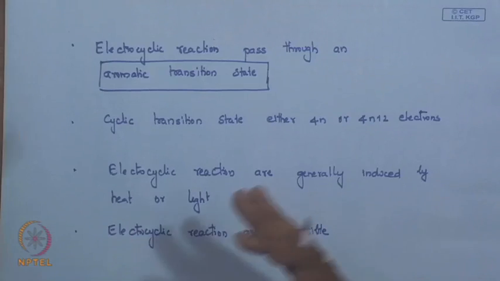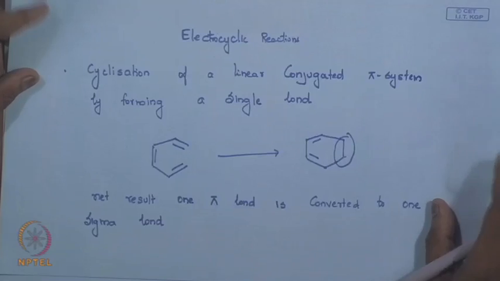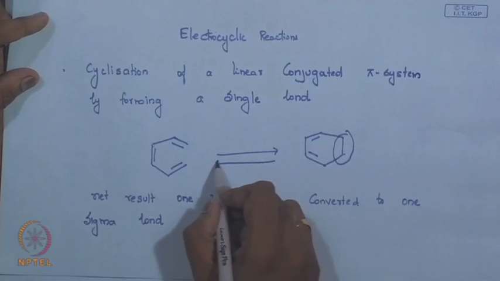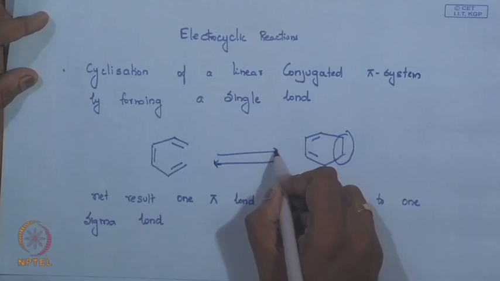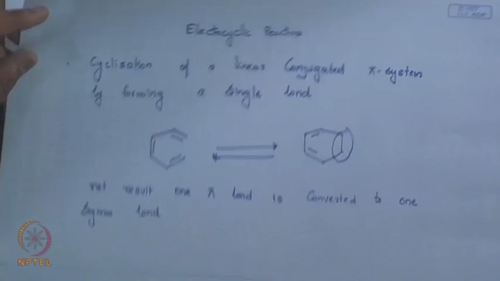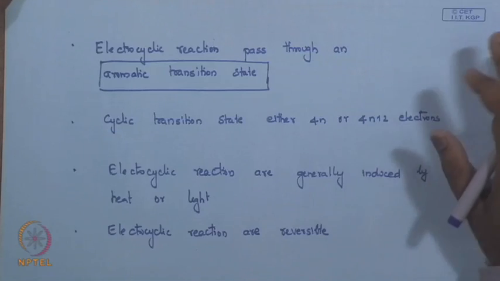So, what I mean is that these reactions are always reversible, rather than saying they are reversible in nature. Electrocyclic reactions are reversible.